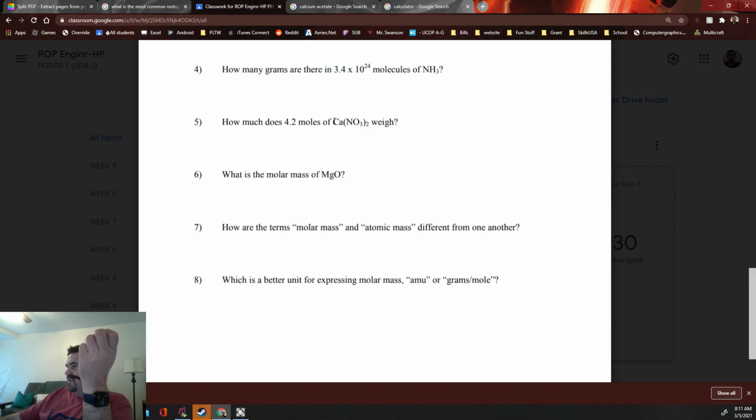This is one we've done in the past. Go ahead and figure out the molar mass of this. Be careful that NO3, once you figure that out, you've got to times that by 2 because it's in parentheses. Then add in the calcium weight too. So add all that in.